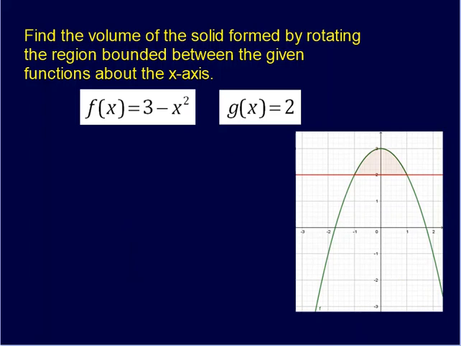Okay, well this time we're going to rotate this region around the x-axis again, and the two equations of this region are given. Hopefully you can tell which one is which. The parabola in green is going to be the function 3 minus x squared. And I'll just go ahead and label that here. I'm just going to label it actually f of x. And g of x equals 2. Of course, that's the red horizontal line. We'll label that one g of x.